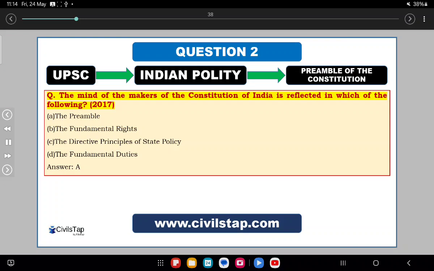7. Q. The mind of the makers of the Constitution of India is reflected in which of the following? 2017. A. The preamble. B. The fundamental rights. C. The directive principles of state policy. D. The fundamental duties. Answer. A. Question 2. UPSC Indian polity, preamble of the Constitution.